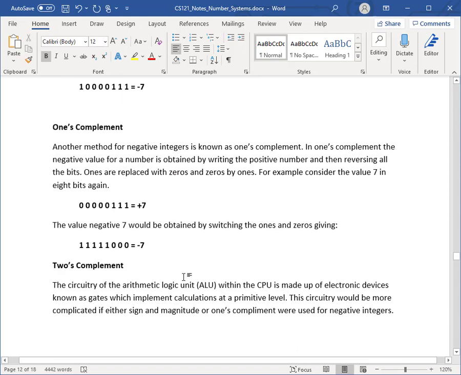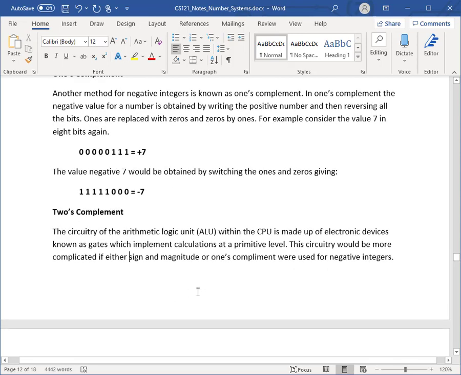If we want to use a ones complement format to do a negative 7, then we switch all the zeros and ones. So now a negative 7 in ones complement would be represented like this. Note the left order bit is also a 1 in this case. You may wonder, why on earth would we do something like that?